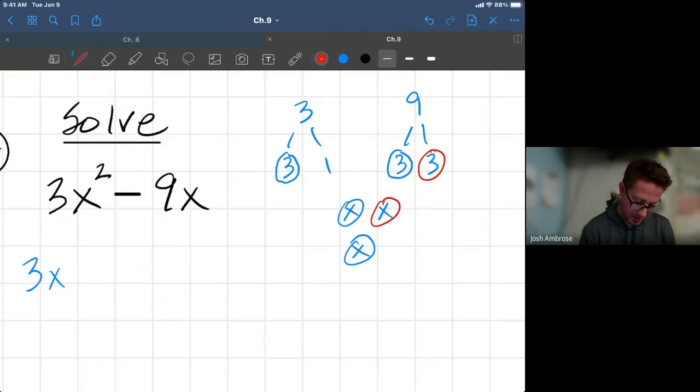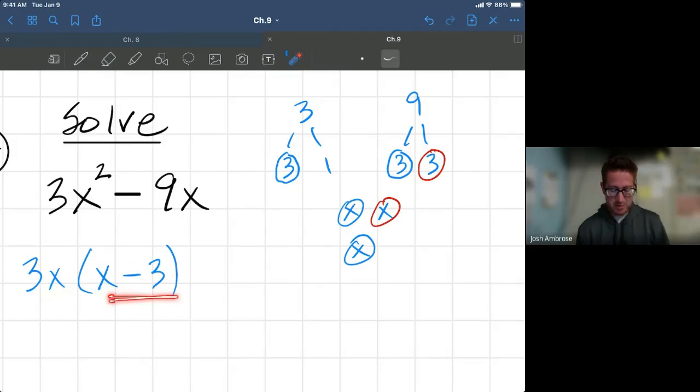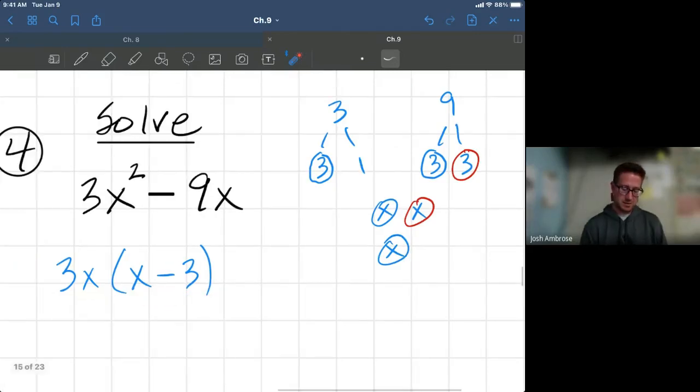So now what do we have left over? That's what we're writing in the parentheses. You had an x left over on that side minus a 3 left over on the other side. We can bring that in. So this is what you're left with. You're left with a monomial 3x and a binomial x minus 3.